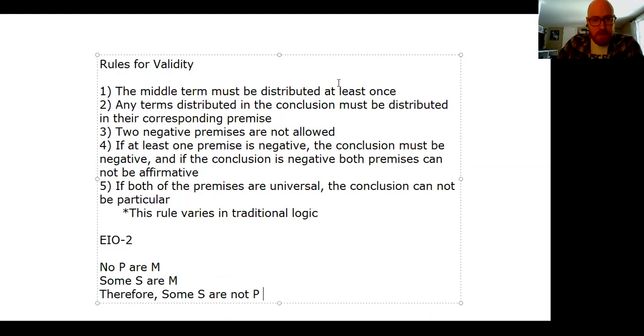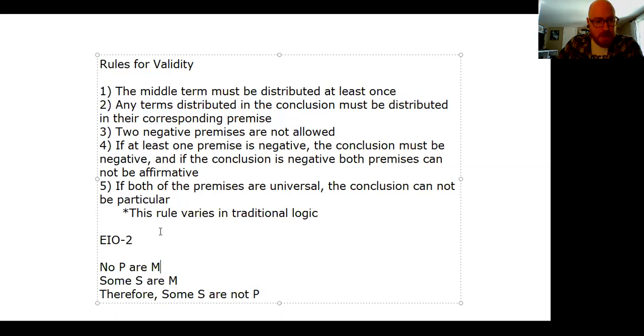Okay. All right, let's look at the rules. First of all, the middle term must be distributed at least once. Okay, so the middle term is being distributed here in the major premise, so we're good there. Second rule, any terms distributed in the conclusion must be distributed in their corresponding premise. Okay, well, P is being distributed in the conclusion since this is an O statement. Now, but P is being distributed in the major premise, right? So O distributes this term here, but since the E statement distributes both, since the major premise is an E statement, this is why it follows rule 1 and rule 2, right?